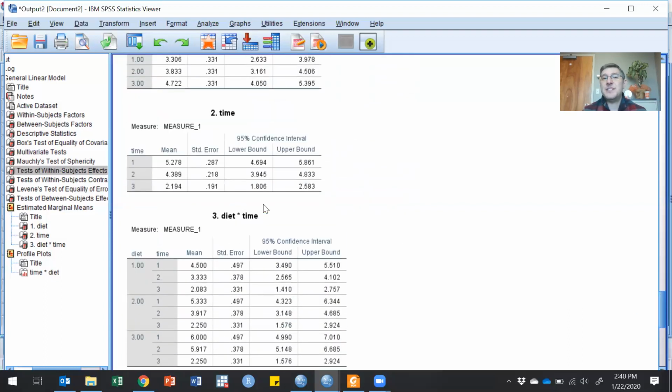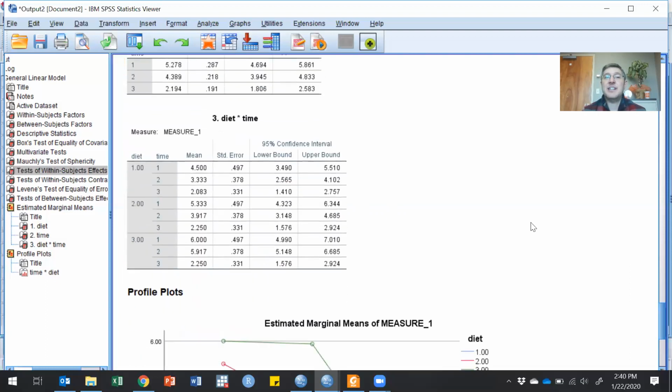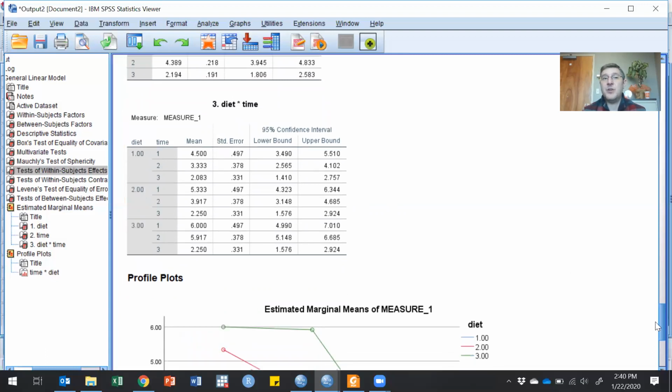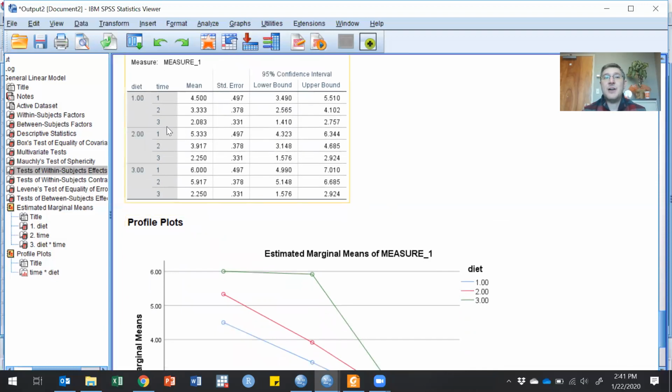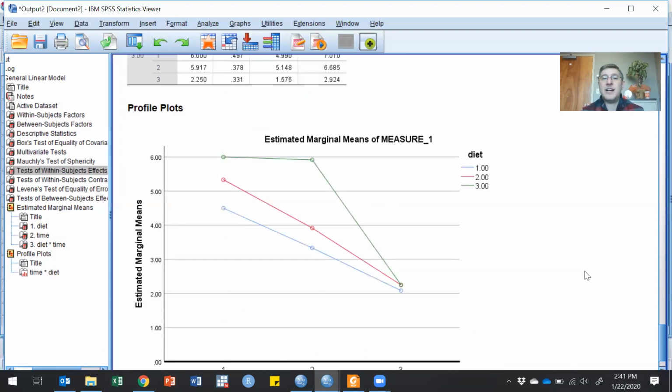Same thing, this is the main effect for time. So this would be the amount of weight loss at each time frame, ignoring which diet program you were in. And then this gives us the cell means that we're graphing below here. So diet 1, time 1 is a 4.5. Diet 1 is blue, time 1's here, that's about 4.5. So these are the different cell means that we're graphing here.